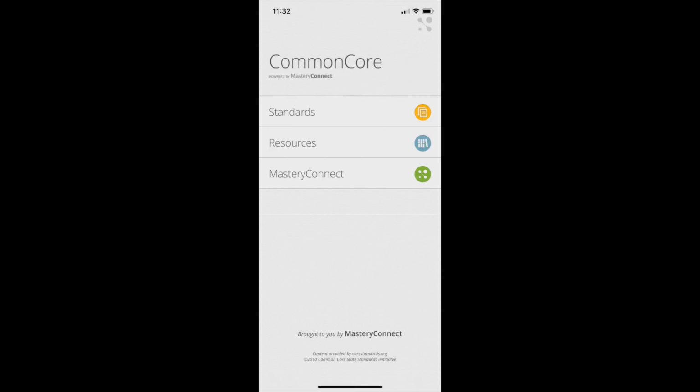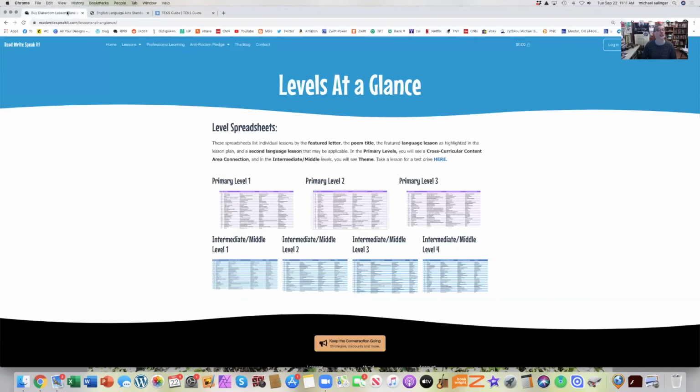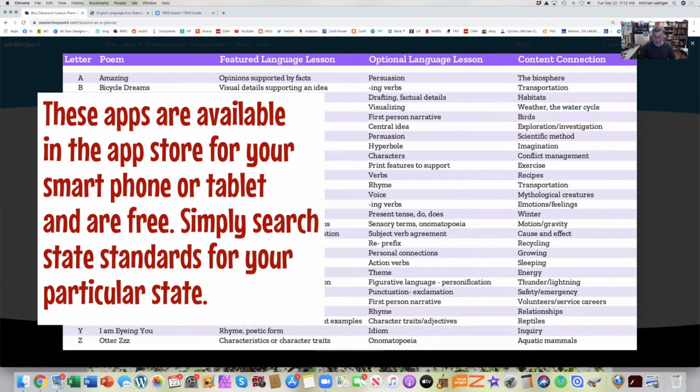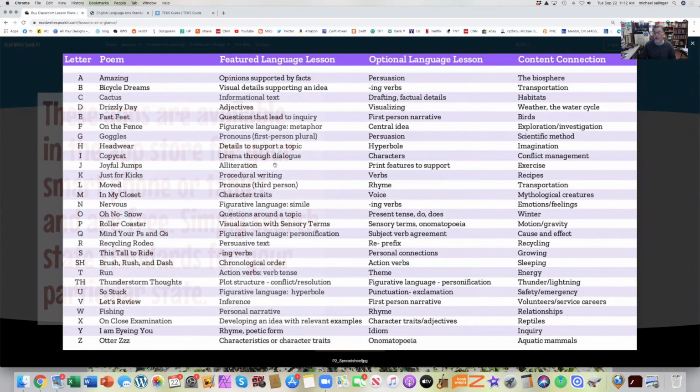The trick to the whole thing, though, is to go back, look at these spreadsheets, find the featured language lesson, click that into a search engine for the standards that you're working with. Rather than listing each standard for each state, for each grade level, we decided to go with an overarching theme that that standard would relate to.